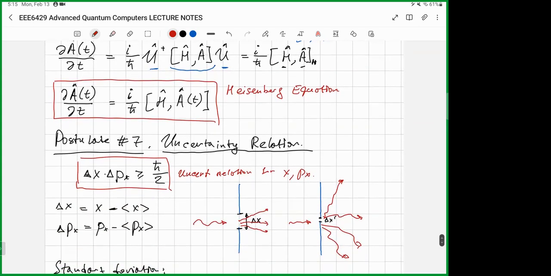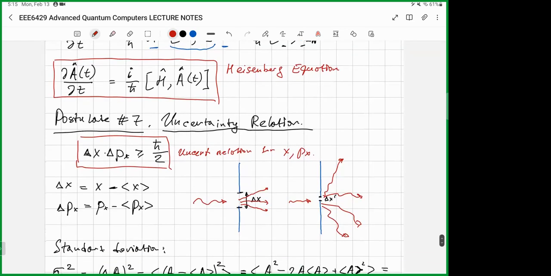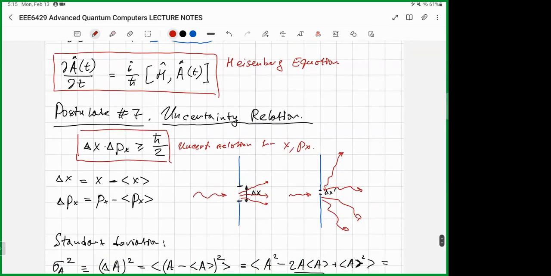Accordingly, in this Heisenberg picture, we have this Heisenberg equation that describes how the operators depend on time, in contrast to the Schrödinger picture, where we have a differential equation for the state vector. In the Heisenberg picture, we have this equation that describes the dependence of the operator.